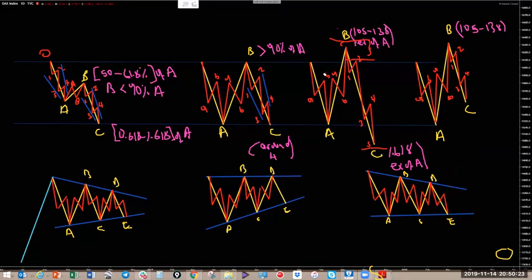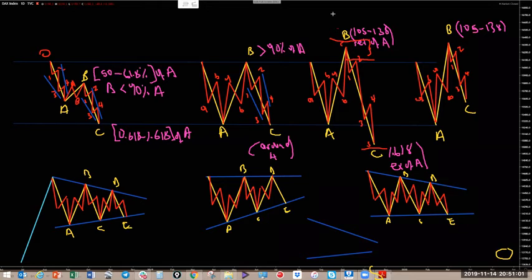All right, so those are triangles. Now let's go back to bullet number 3 from the bottom, where it says wave B may go beyond the start of wave A and it can be called a running triangle. A lot of people don't even look at this type of triangle. It is not common, but it does exist and we have traded it before. Now a running triangle will be something like this.